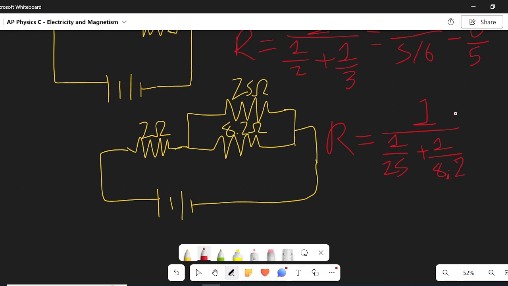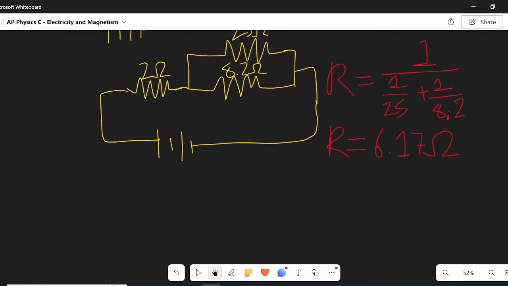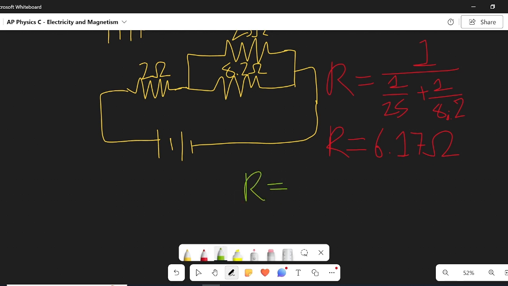And essentially, with this, if we solve this out in your calculator, you'll get that this resistance is equal to 6.17 ohms, right? So then now we will essentially simplify this down to a 6.17 ohm resistor, this entire array, which is now in series with this 2 ohm resistor. So essentially, the overall resistance is just going to be equal to 8.17 ohms.